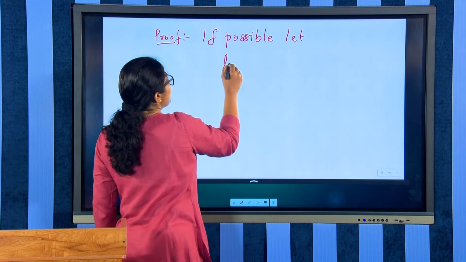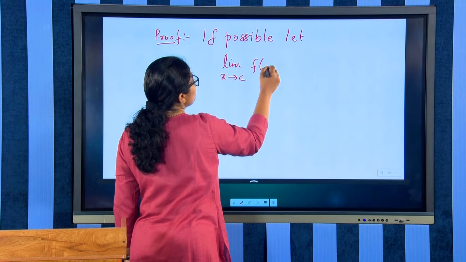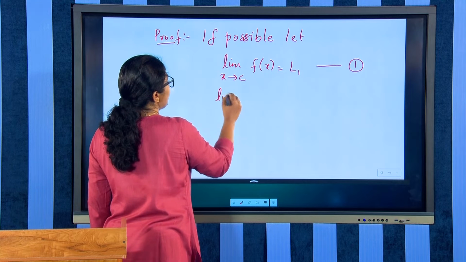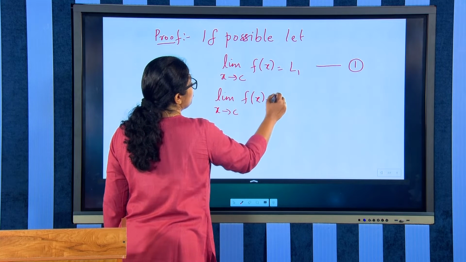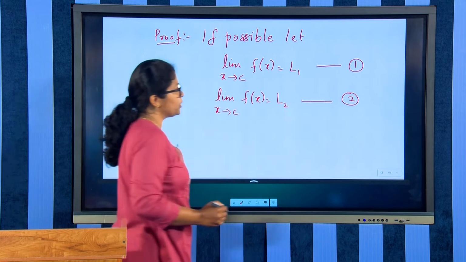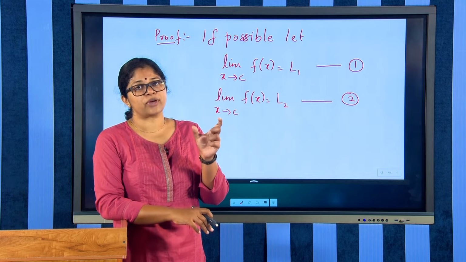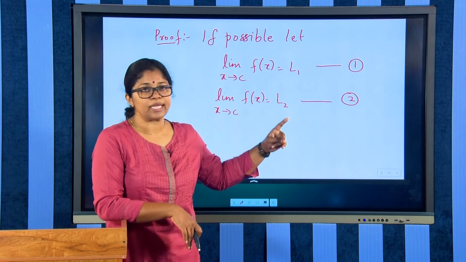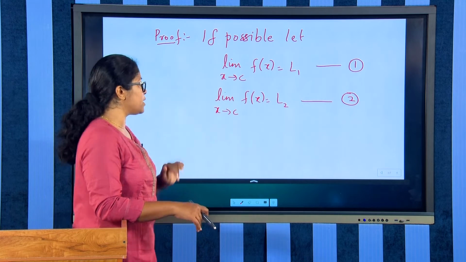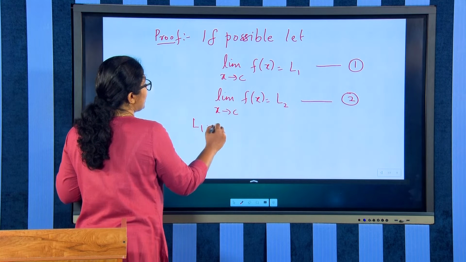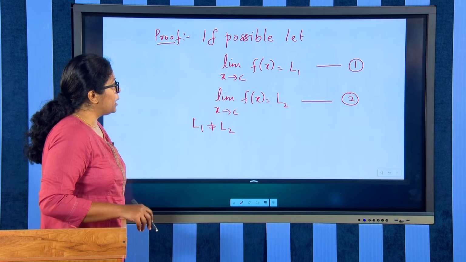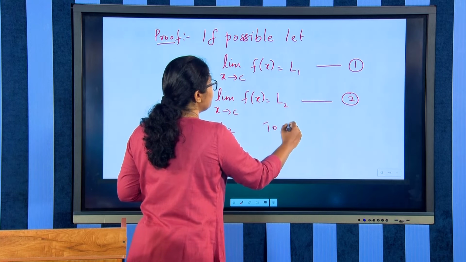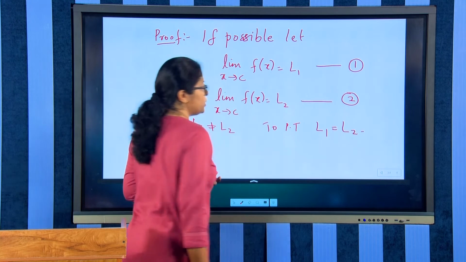let limit x approaching c, f of x is equal to, say, L1, name it as equation number 1, and we have limit x approaching c, f of x is equal to L2, name it as equation number 2. So, we have to prove that if for a function f, if it has a limit, it has to be unique. So, if possible, we are assuming that the function has two limits as x approaches c, namely L1 and L2. So, also we will suppose that L1 is not equal to L2. Okay. So, what we are going to prove is this cannot hold, this is wrong. We have to show that L1 is equal to L2. This is what we are intending to prove.